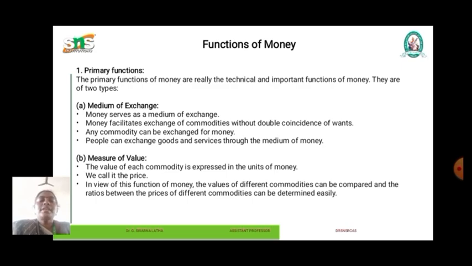Next one is measure of value. The value of each commodity is expressed in units of money. So we can call it a price. In this function of money, the value of different commodities can be compared and the ratios between the prices of different commodities can be determined very easily.